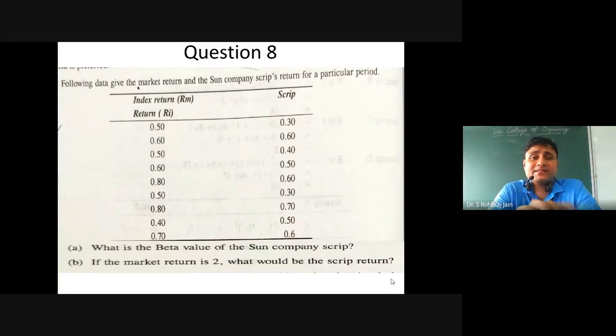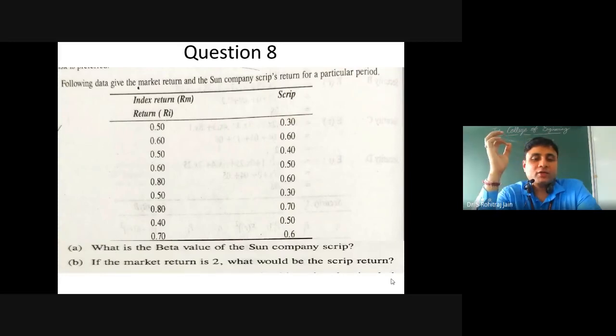Please remember, when I say RM, that is called market return or index return. When I say RI, that is called script return, or stock return. So they have given the index return and the stock, that is script return.